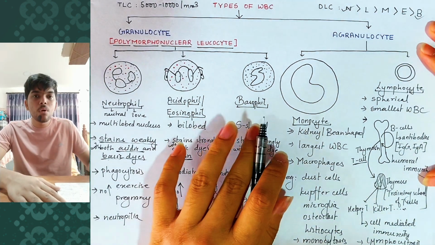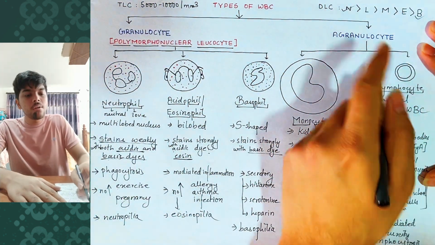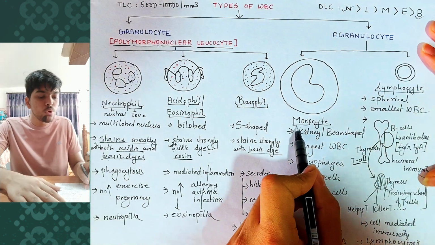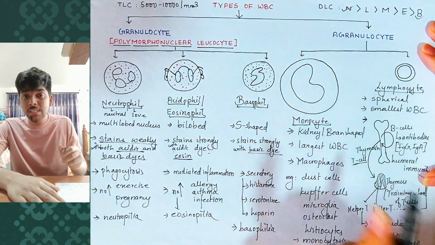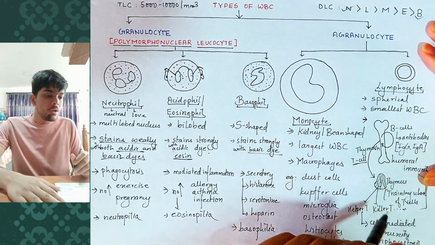So that's it for granulocyte. Let's move on to agranulocyte. Under agranulocyte, there are two cells. There's your monocyte, where mono refers to single and cyte refers to cell. So it's a single cell.